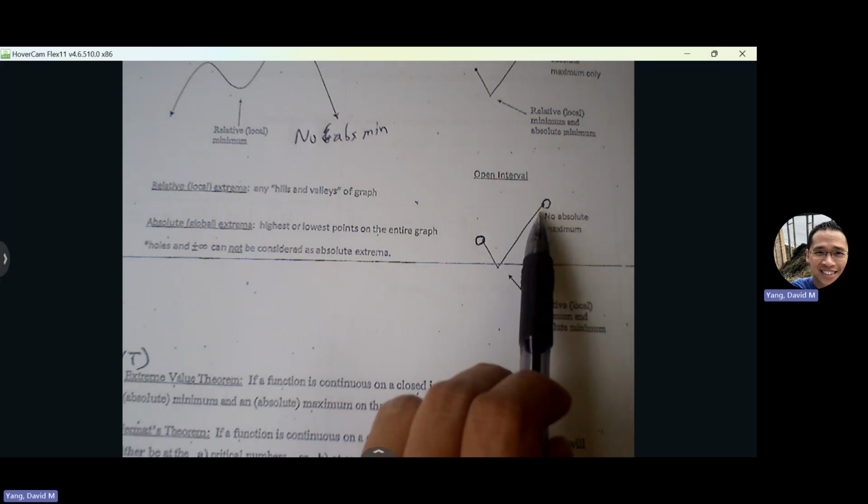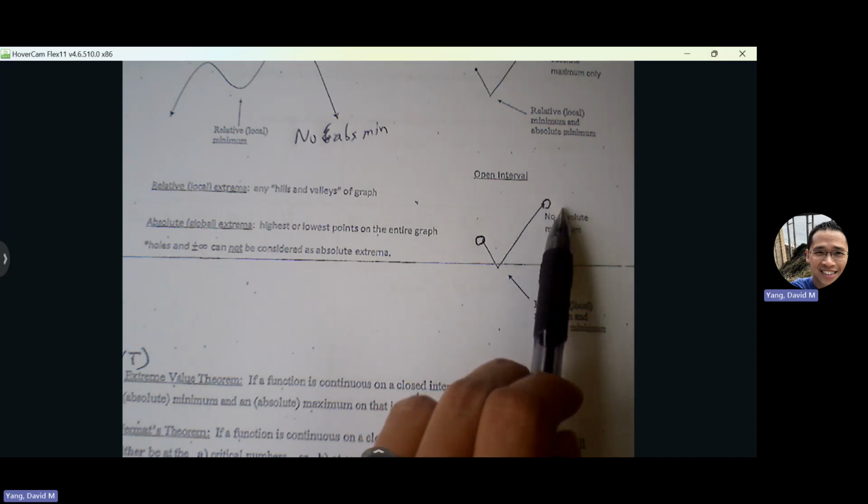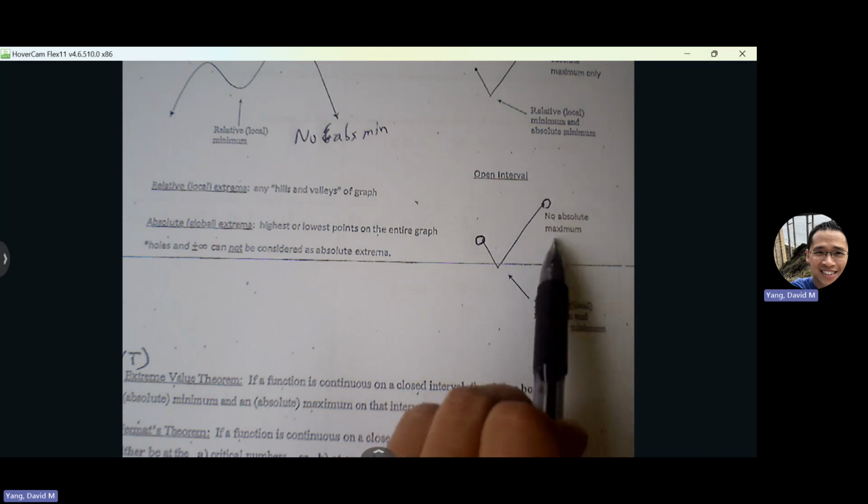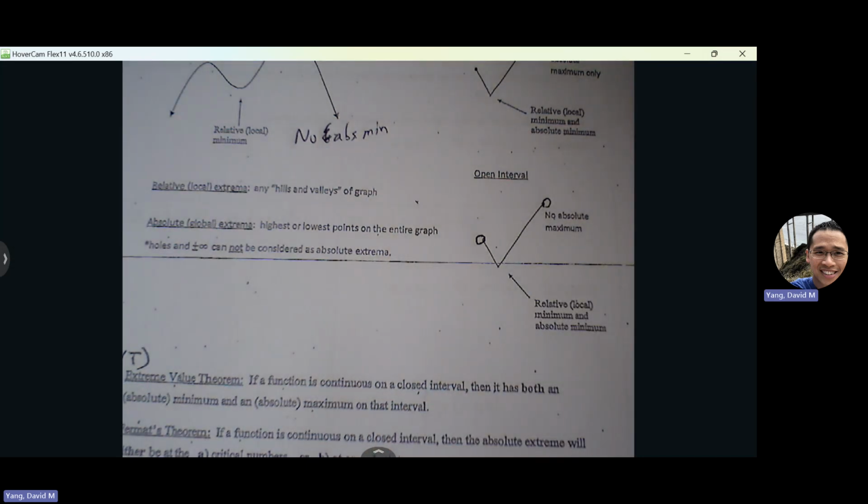No absolute max because we can't physically pinpoint a specific number that's the highest overall. If I pick a point really, really close to that hole, I can always pick a point even closer. So we can get infinitely close towards that point. Therefore, we can't pinpoint a value, so there's no absolute maximum.